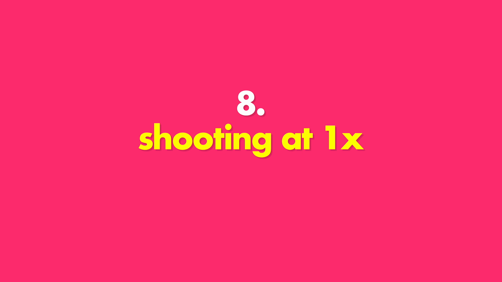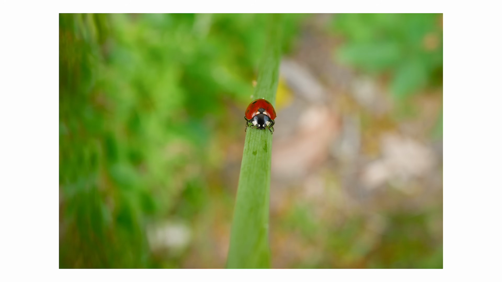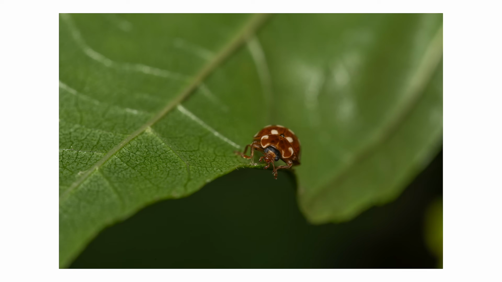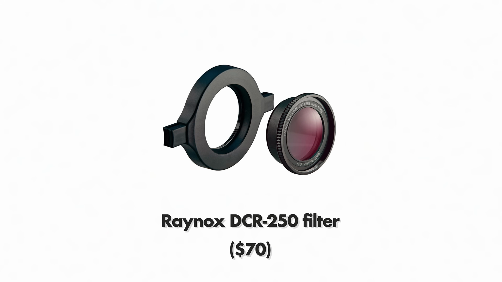And the last and also very common mistake beginners make in insect photography is shooting at only 1x magnification. You get photos that look like this, not very interesting if you're looking to take insect portraits. The reason most people shoot at 1x magnification is that most macro lenses that are sold right now only go to 1x magnification, but you can easily just get a Raynox filter and get much more magnification.